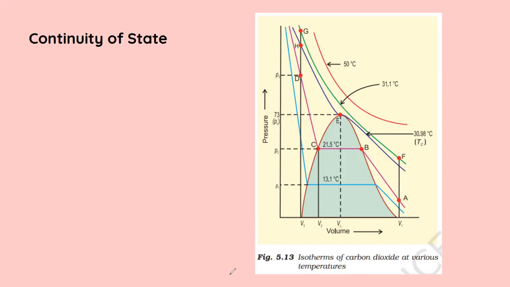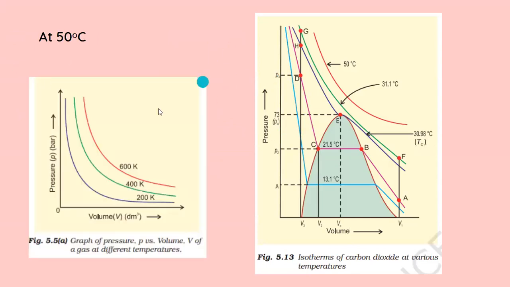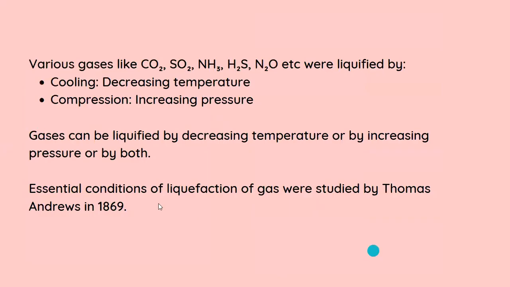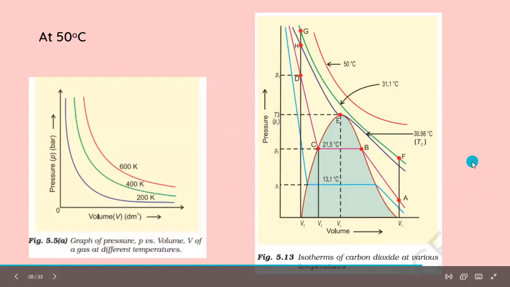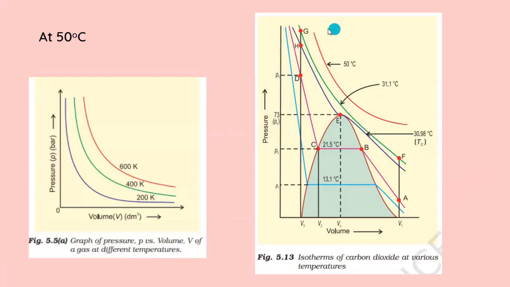So what we noticed was we started with the condition. We took, first of all, the carbon dioxide isotherm. The conditions for liquefaction were studied by Thomas Andrews in the year 1869. At 50 degrees, first of all, he took the carbon dioxide isotherm at various temperatures. So here at 50 degrees Celsius, he noticed that it was behaving like an ideal gas.